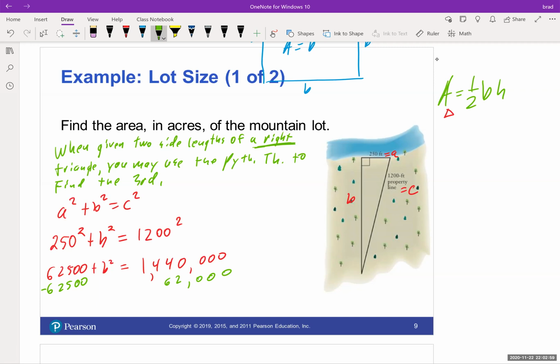So I get b squared equals 1,377,500. And then if you want to find out what the answer is, hopefully you guys remember, you square root both sides. And this will cancel that. Whenever you want to undo a squared, you square root it. Or whenever you want to undo a square root, you square it.